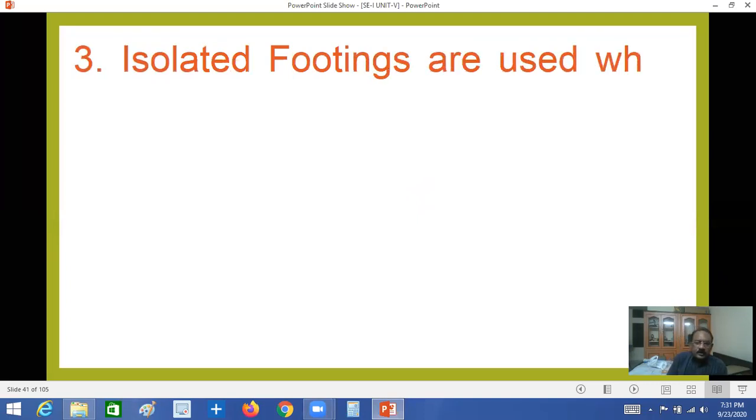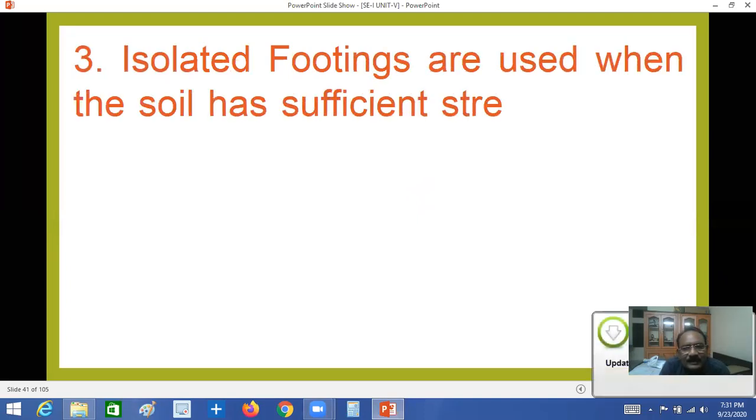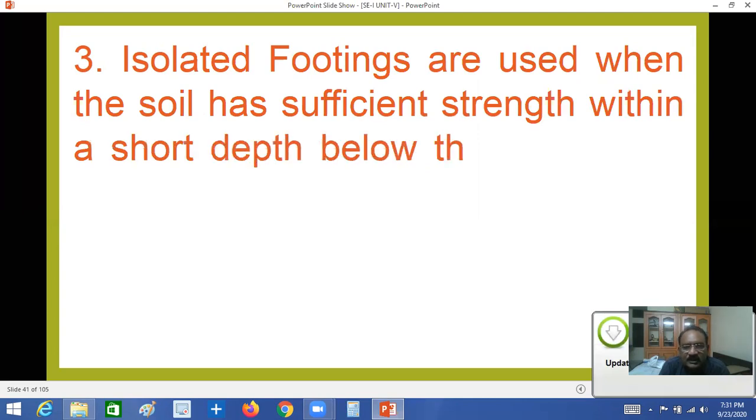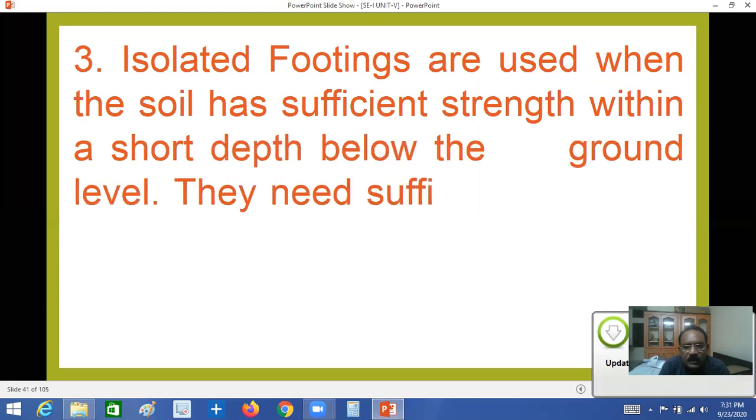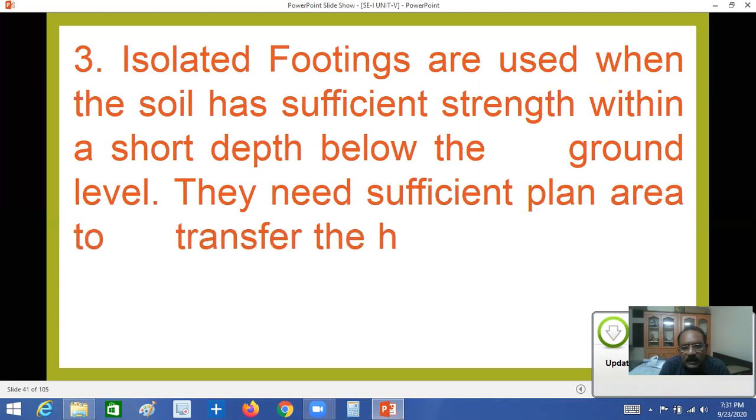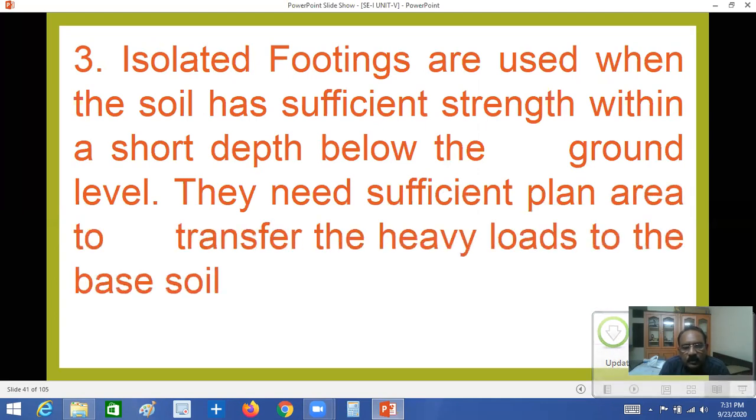And isolated footings are used when the soil has sufficient strength within a depth below the ground level. They need sufficient plan area to transfer heavy loads to the base soil. Whenever soil is good, that is hard soil or hard rock, hard murrum, isolated footings are very useful, and they need sufficient plan area, and it will transfer the heavy loads to the base soil.